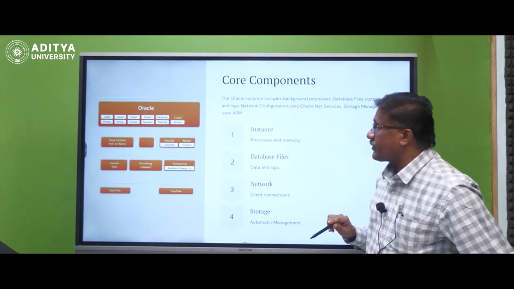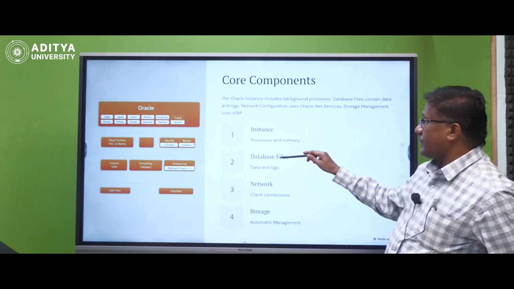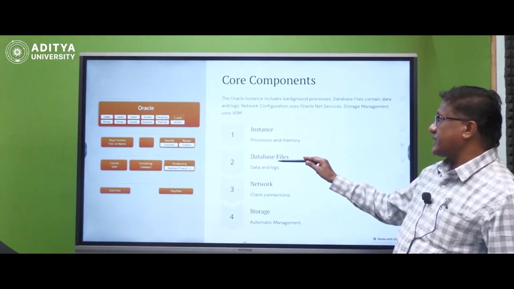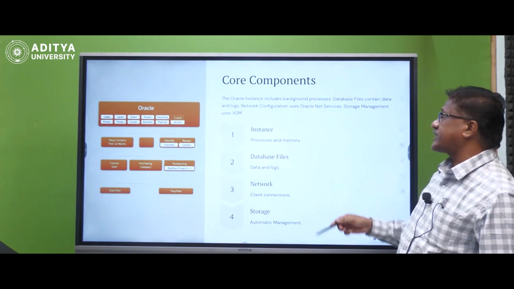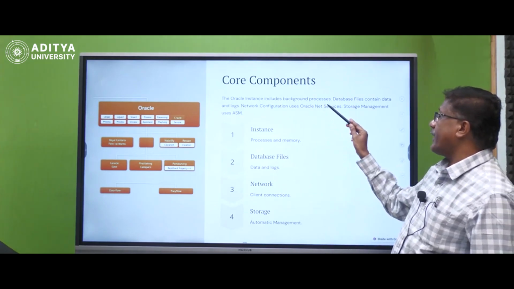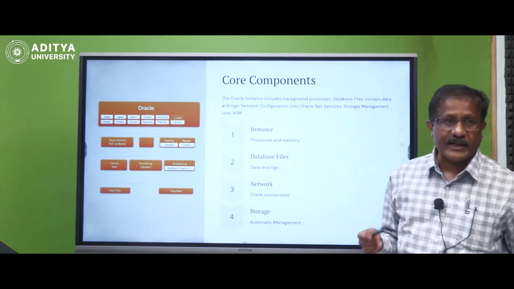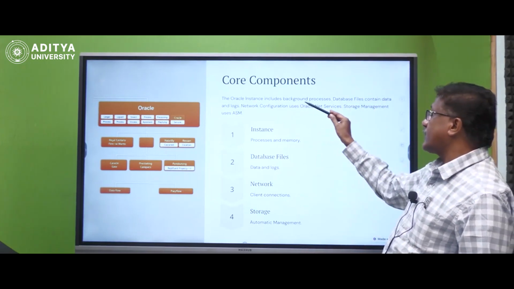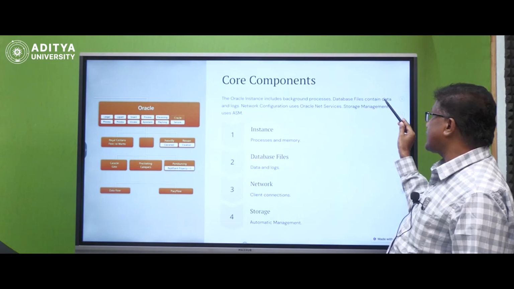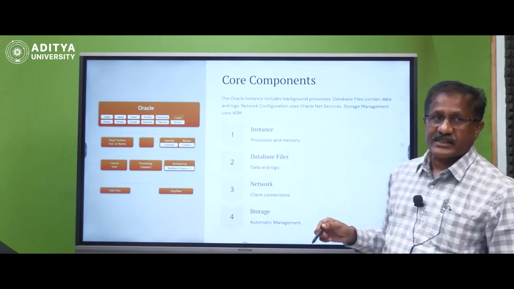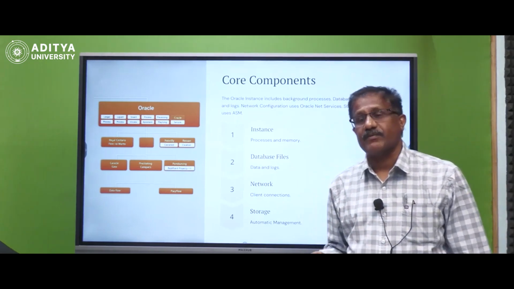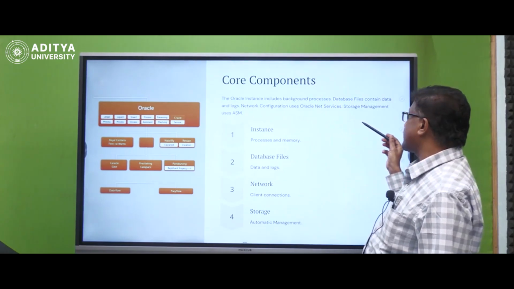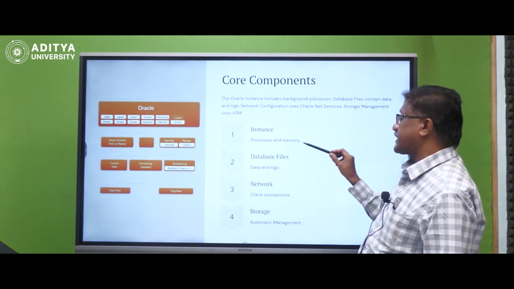What are the core components of Oracle? Instance, database files, network, storage. I repeat once again: instance, database files, network, storage. The Oracle instance includes background processes, which work automatically for storage purposes. Database files contain the data and logs. A log is the history of transaction management. Network configuration uses Oracle Net Services. Storage management uses ASM.